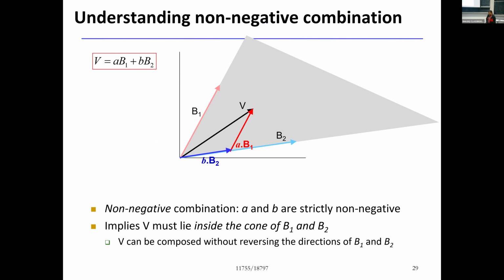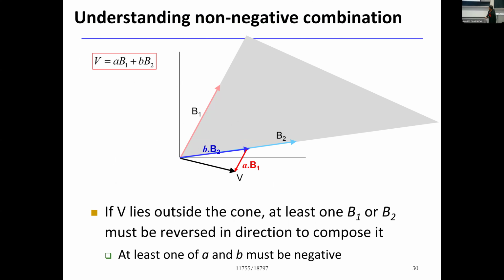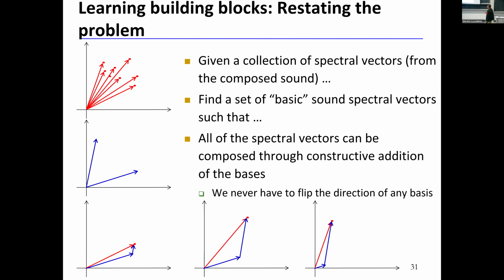Make sense? Right. And so if a vector lies outside, the only way to compose that vector using these non-negative bases is to flip the sign of one of these bases. And so when I'm speaking of non-negative matrix factorization, what am I really speaking of? I have a bunch of data shown, for example, by those red arrows. They're all non-negative. They all live in the positive orthant.